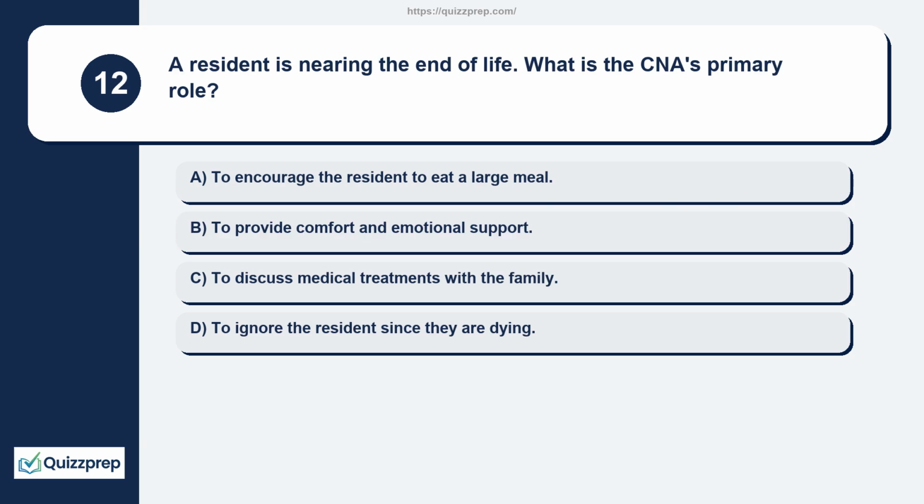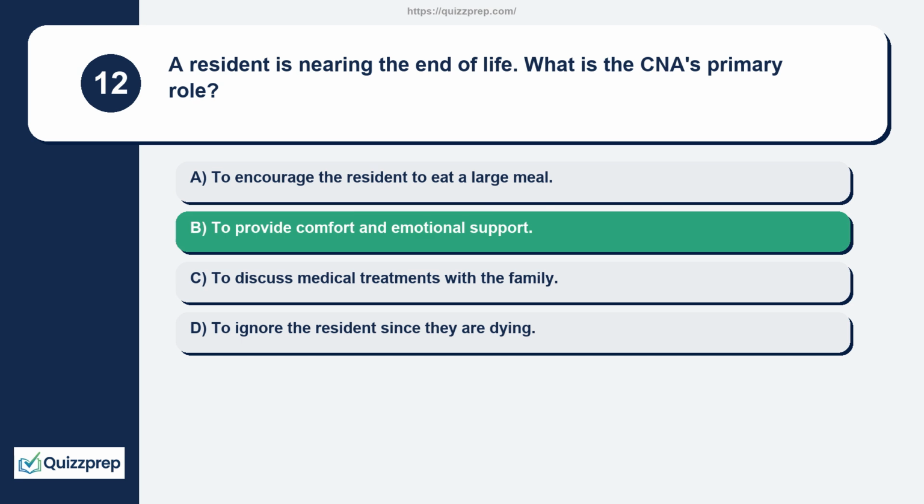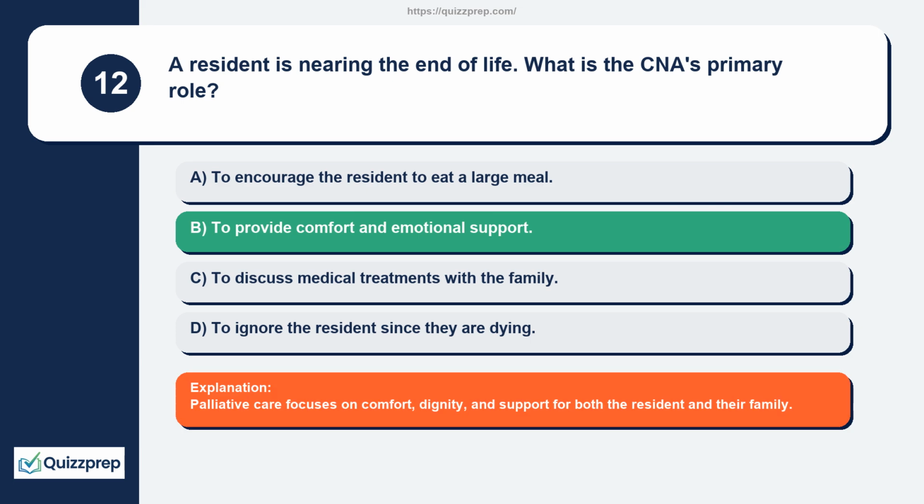Question 12. A resident is nearing the end of life. What is the CNA's primary role? To encourage the resident to eat a large meal, to provide comfort and emotional support, to discuss medical treatments with the family, to ignore the resident since they are dying. Palliative care focuses on comfort, dignity, and support for both the resident and their family.